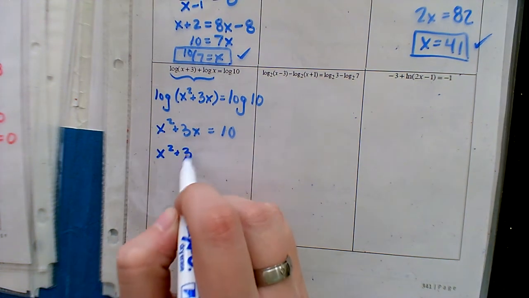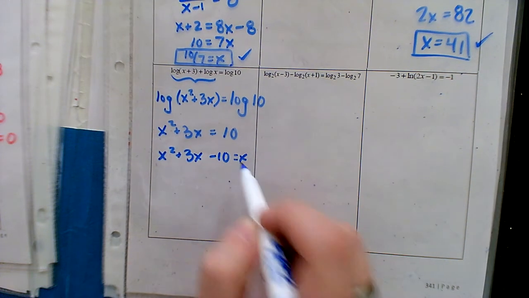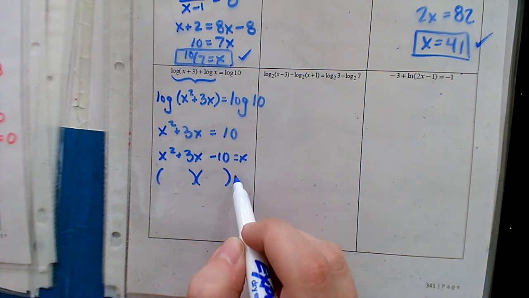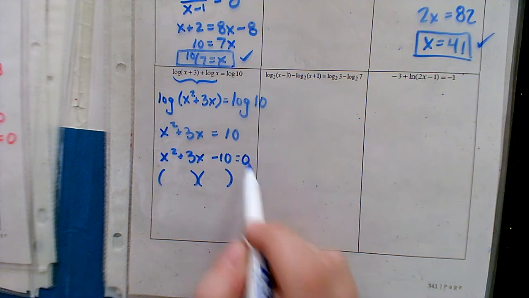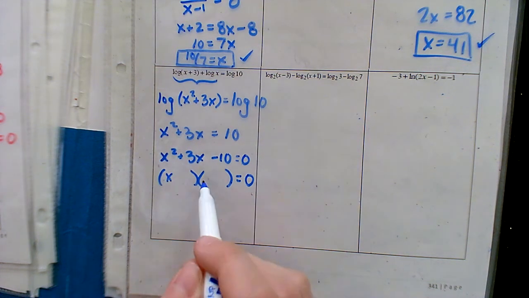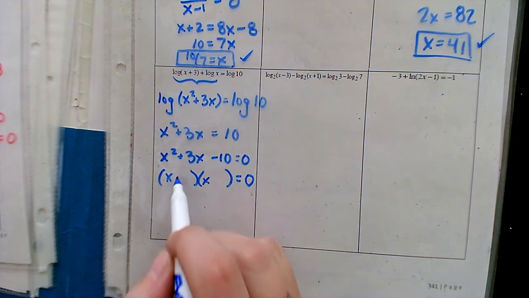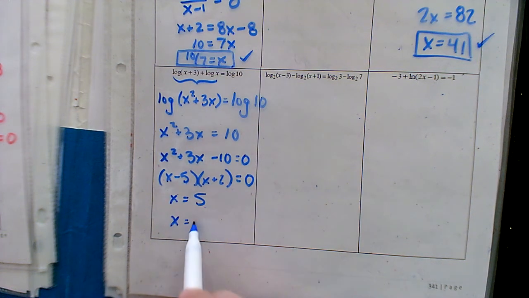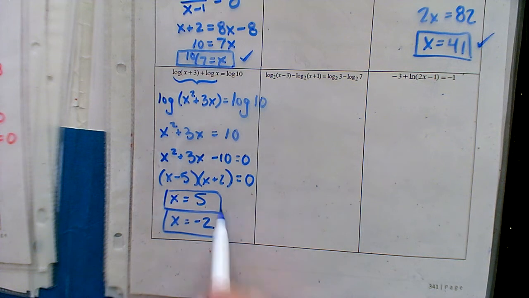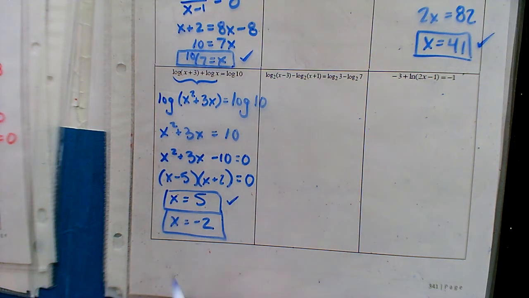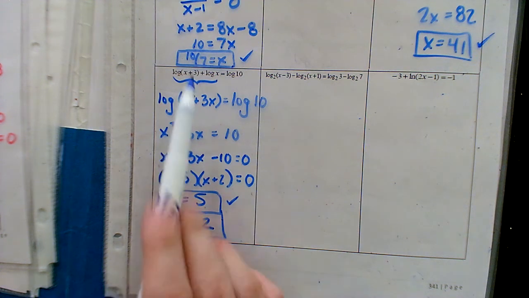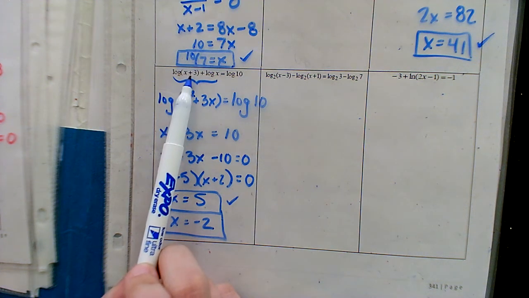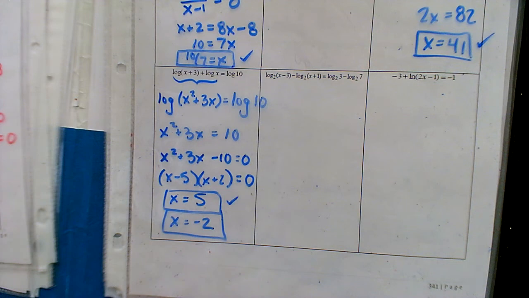Why do you want to subtract the 10? So we can factor. All right, two numbers that multiply to negative 10, add to 3. Negative 5 and 2. So our solutions, 5 and negative 2. Are we done? No. Why is it just 5? Right. That solution makes an argument negative. Isn't it? Oh, is it the other way?